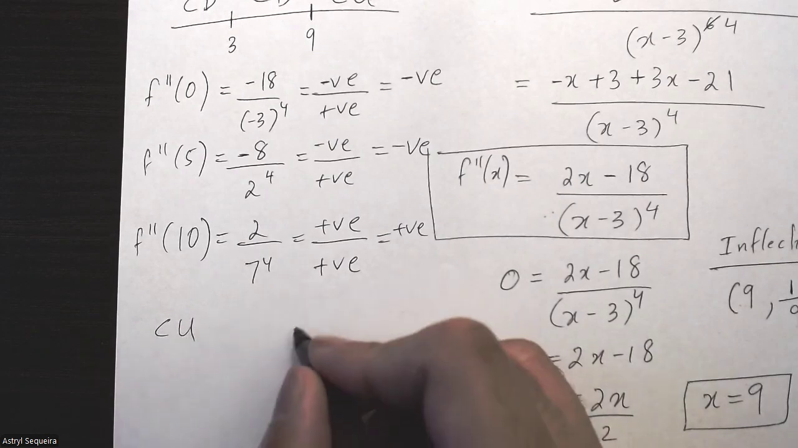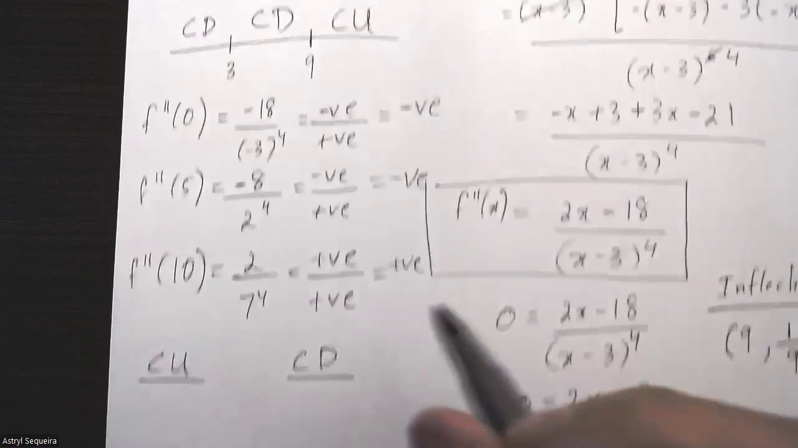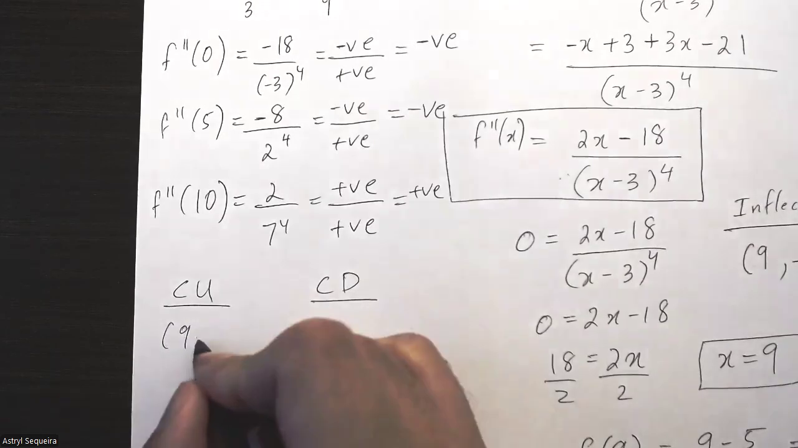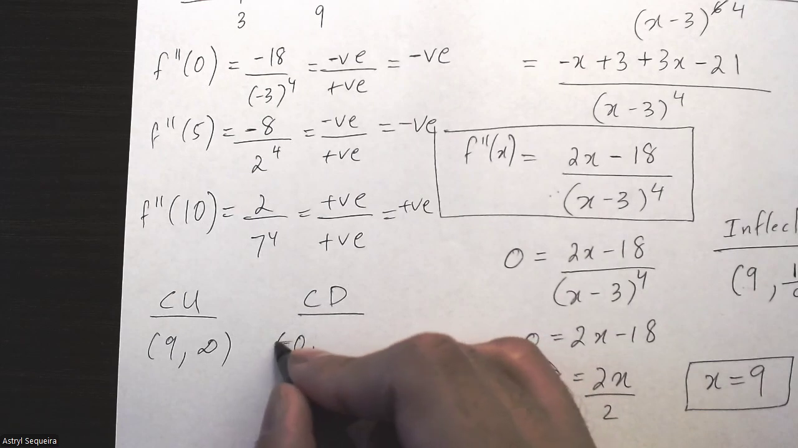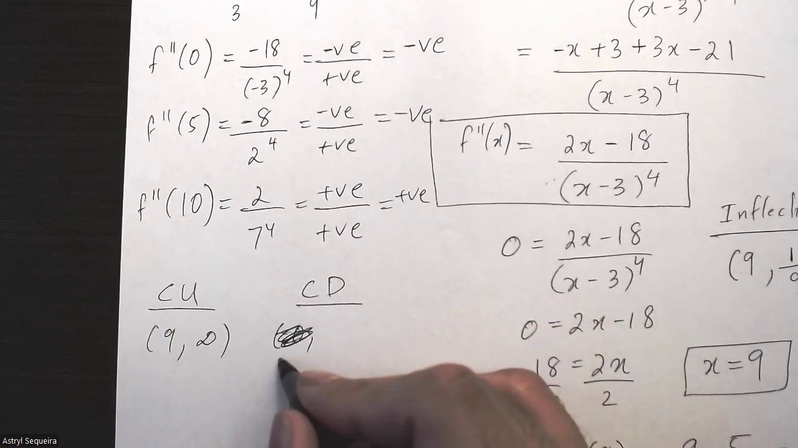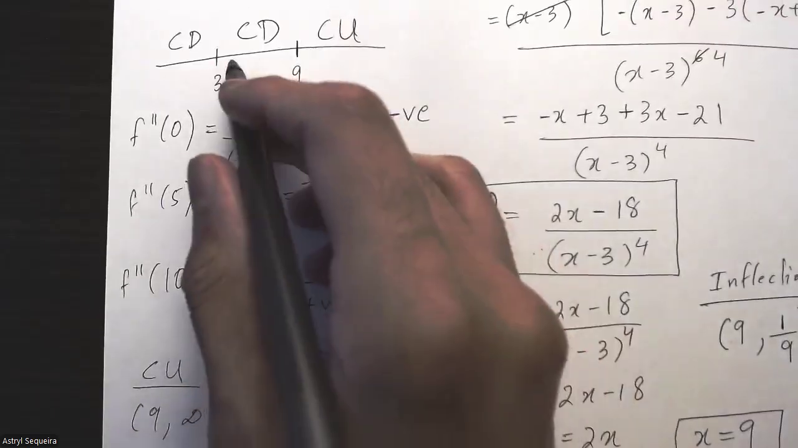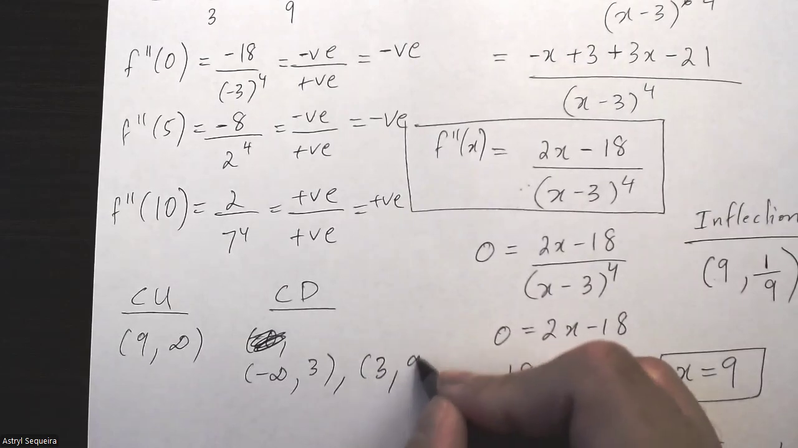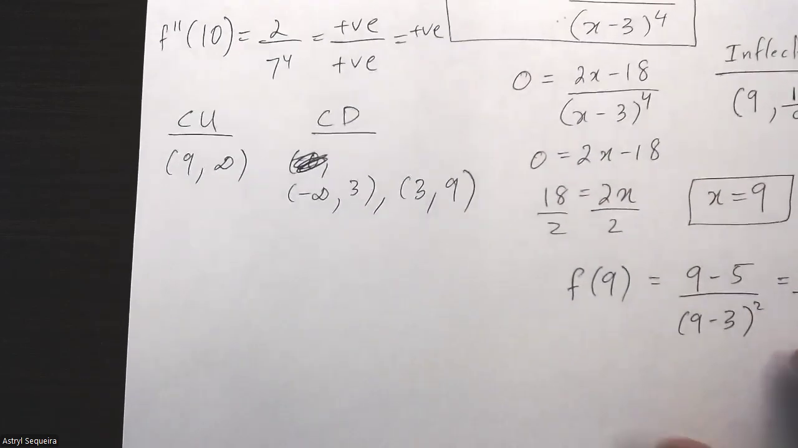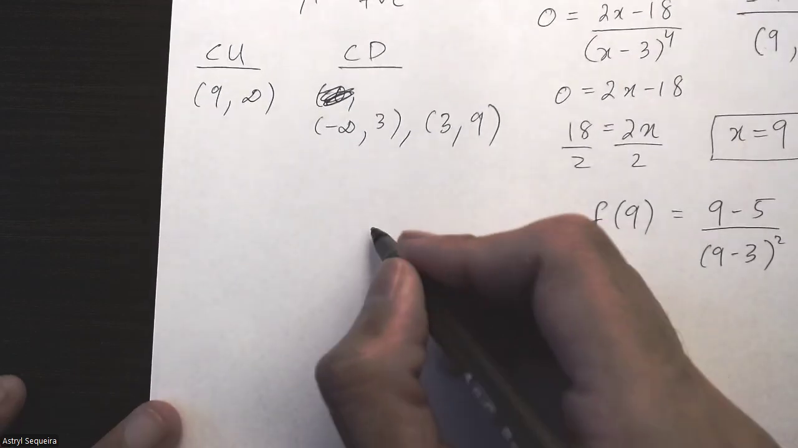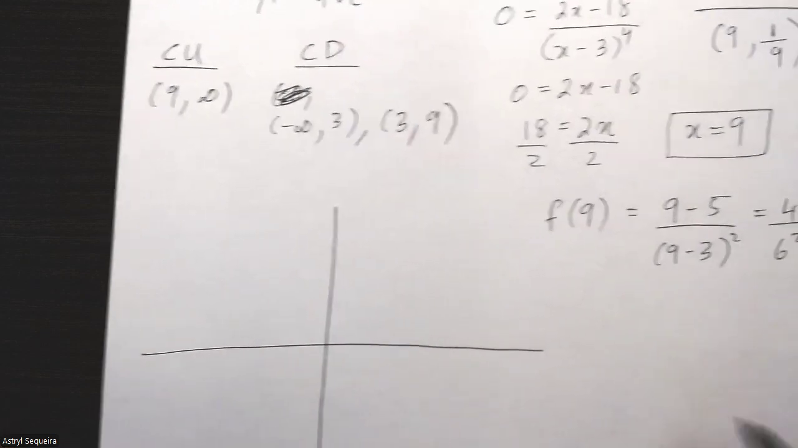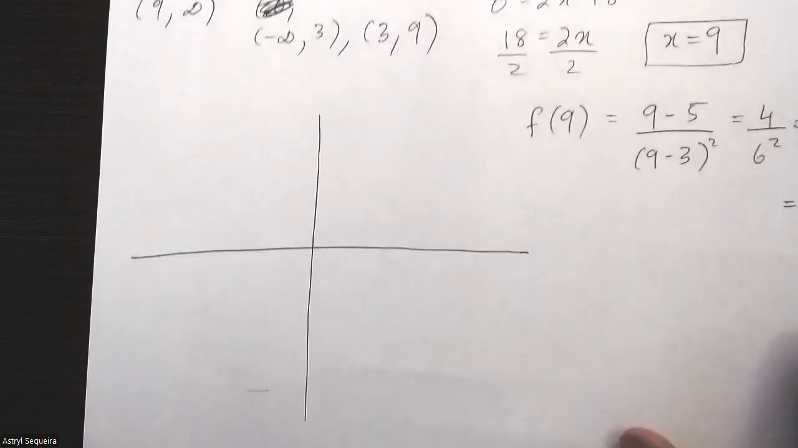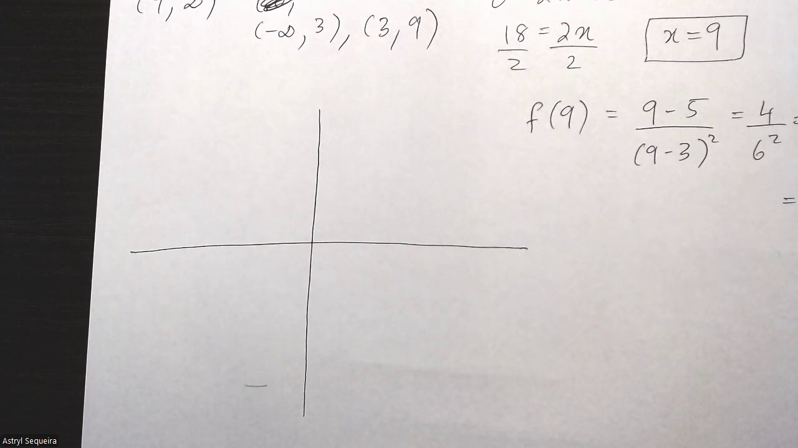So I'll do my intervals of concave up and concave down next. Concave up from 9 to infinity. Concave down from, oops, I don't know why I wrote 0. Concave down from negative infinity to 3, and then from 3 till 9, so 2 intervals of concave down. And finally, I'm going to sketch this out. I know, a really long problem, lots of information, but let's sketch this out, put all the information that we have on this. Really easy to do the sketch, honestly.